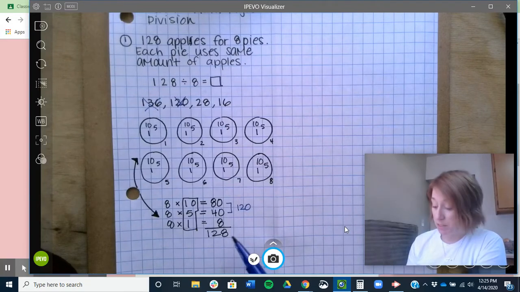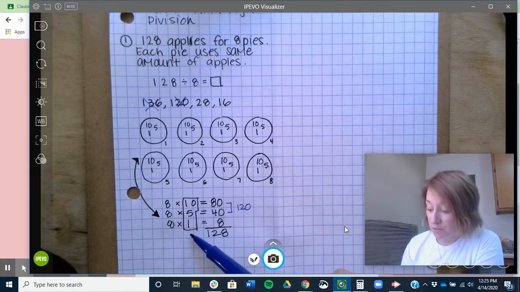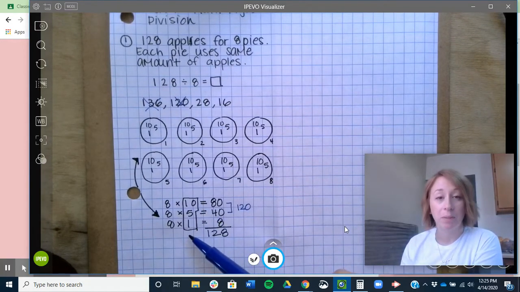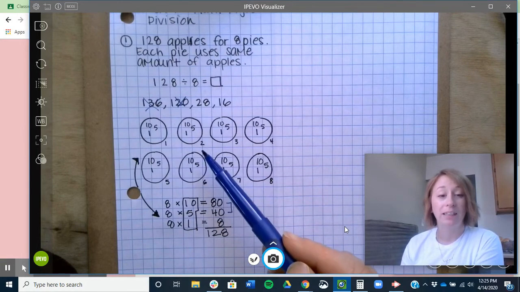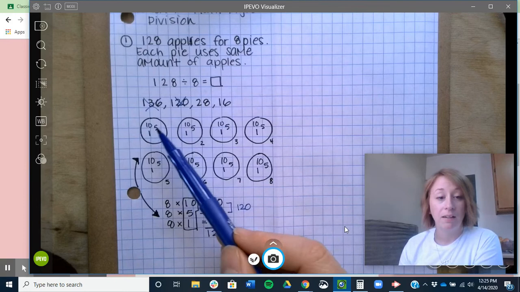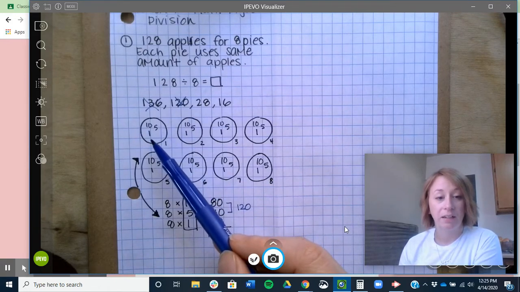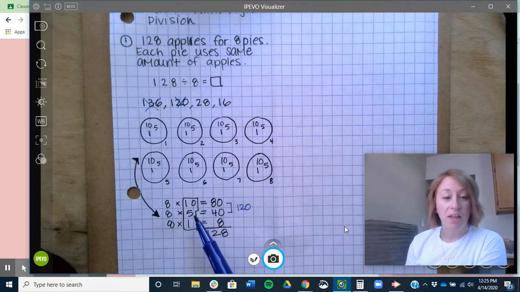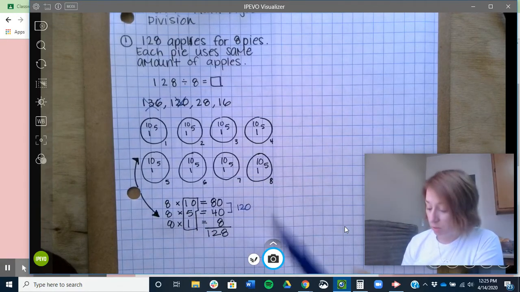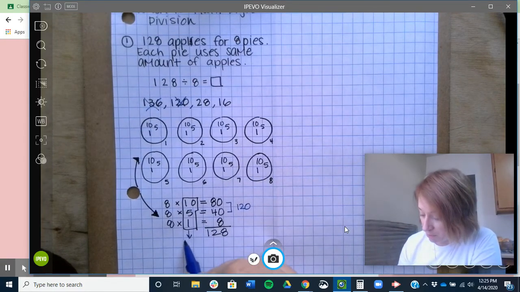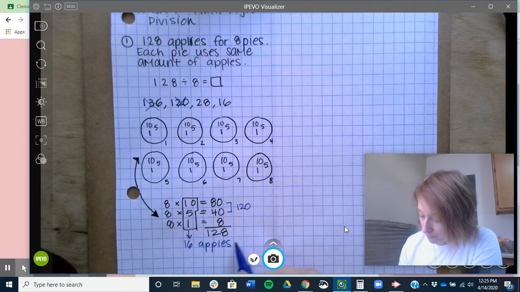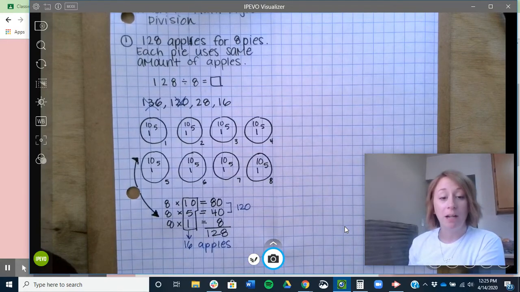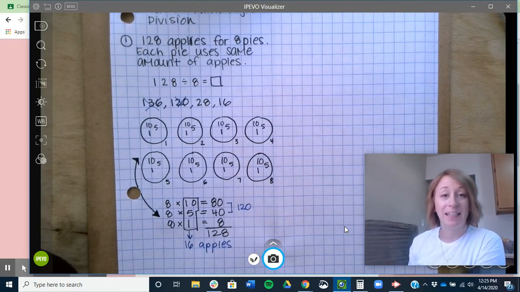My last step is to simply count the values in the middle of each of my number sentences, or go back to each pie and count the amount in each pie. 10, 15, 16. Looks like that's the same number in every pie. Then when I check my number sentence, it also looks like that is the number that's in the middle. So it looks like Pablo's Pie Shop is going to have 16 apples in each pie.